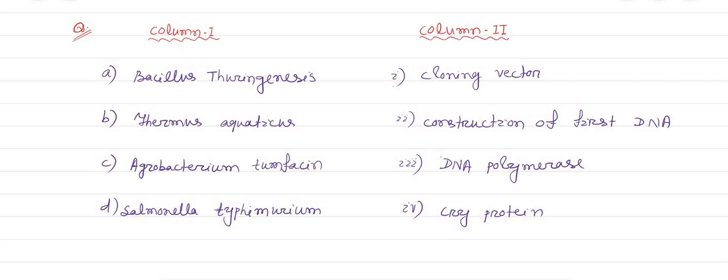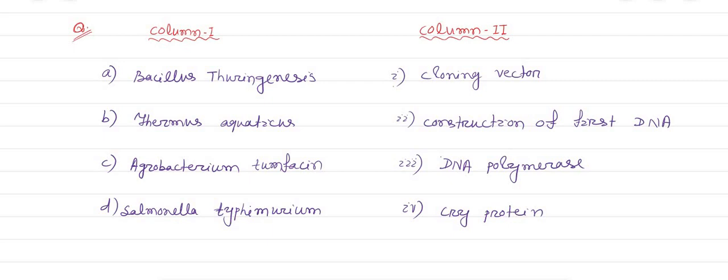and option D has given Salmonella typhimurium. And column 2 has given cloning vector, construction of first DNA polymerase, cry protein. Column 1 has given the names of bacteria which we have to match with column 2 by their biological use. That is, for which purpose these bacteria are used.